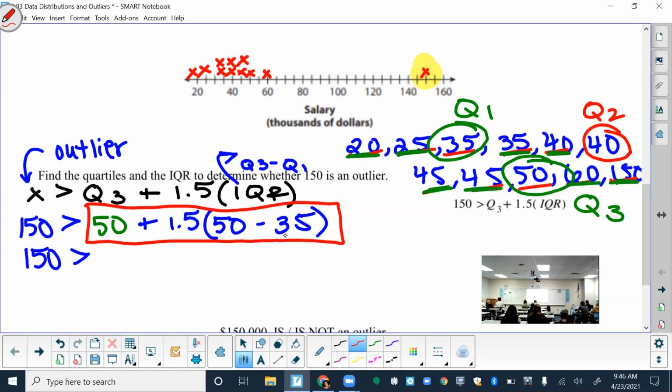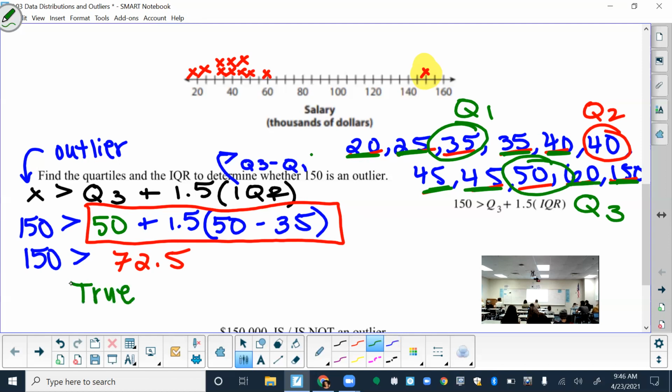All right, anyone have an answer for the right side? Good. It is 72.5. All right, so that's what I get from putting the entire thing in my calculator on the right side of the inequality sign. Now look at the statement that we have here. Is 150 greater than 72.5? All right, so this is a true statement.